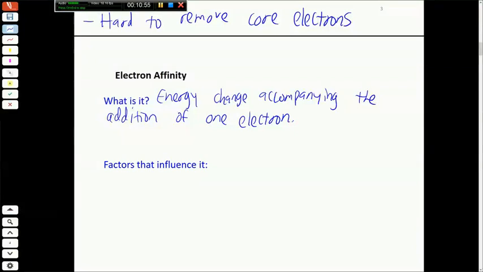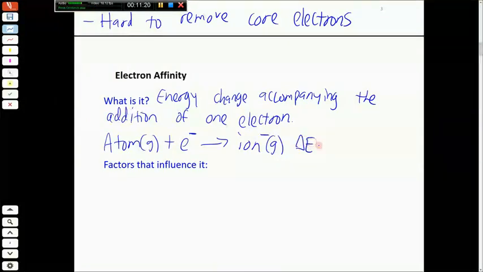Okay? And so the general process we would write is you're starting again with a gas phase atom, just like we did for ionization, but this time instead of removing an electron, you're adding one, and you're going to form another ion, but this time it's going to be negatively charged because it has an extra electron. Okay, so that's the process we're talking about when we refer to electron affinity. And so this change in energy, delta E as we call it, is equal to the first electron affinity.